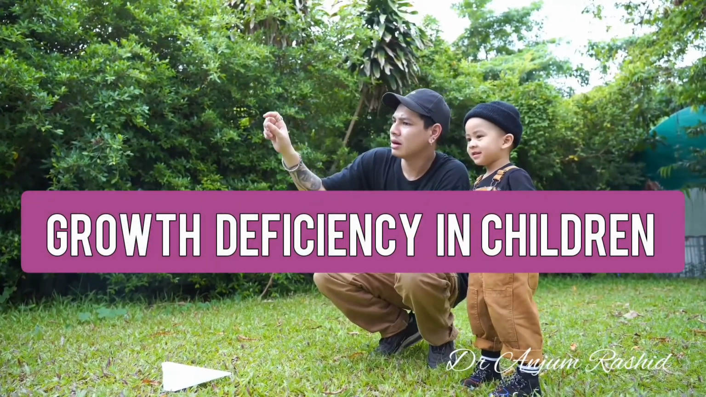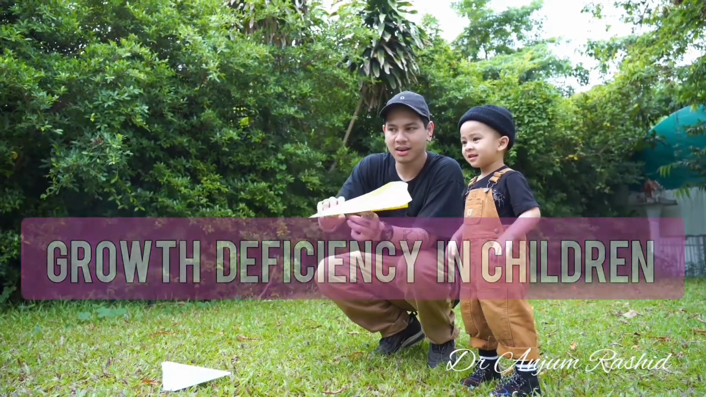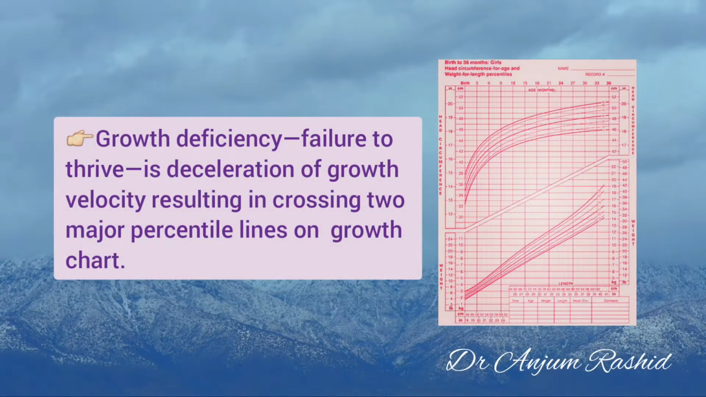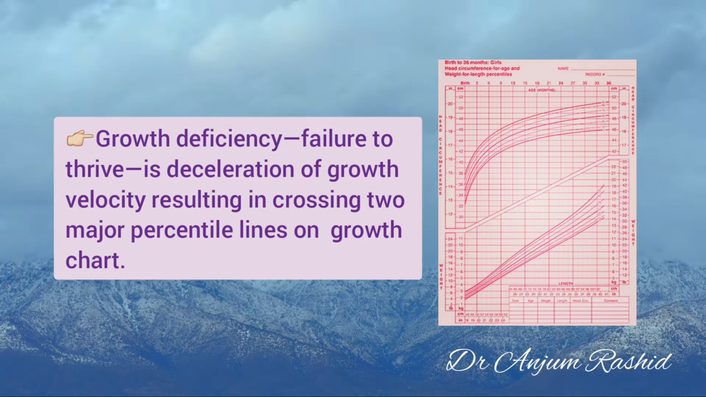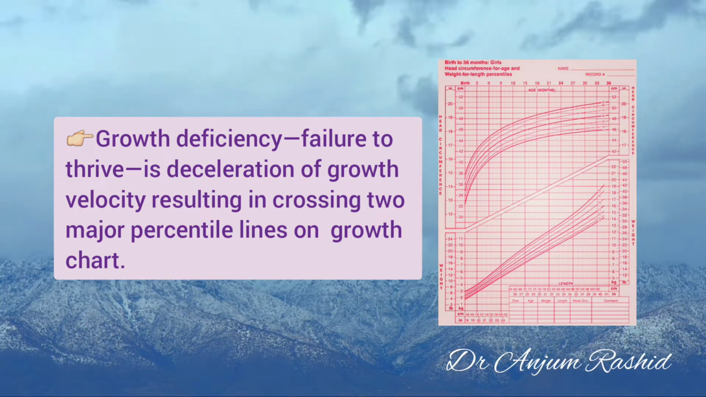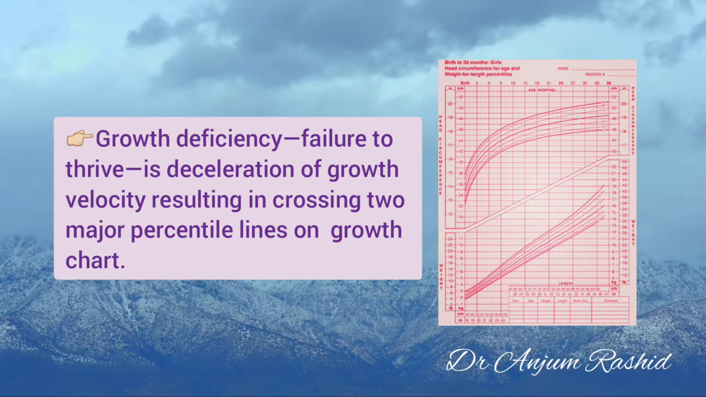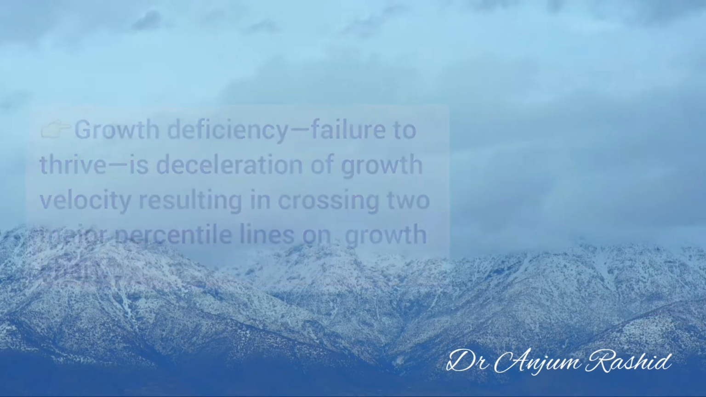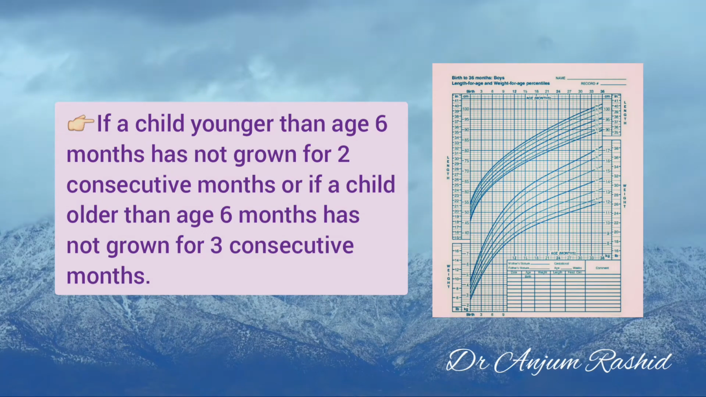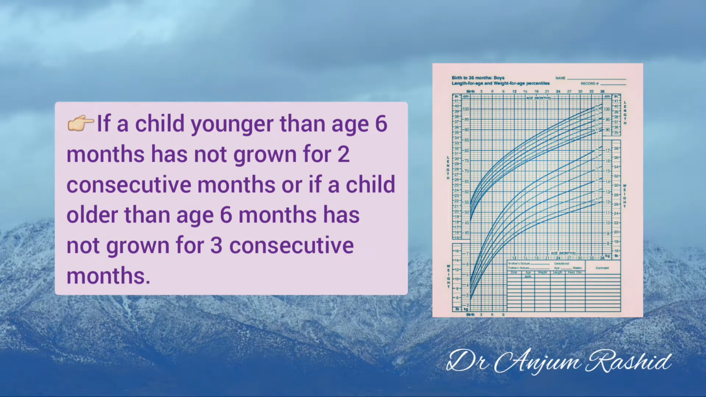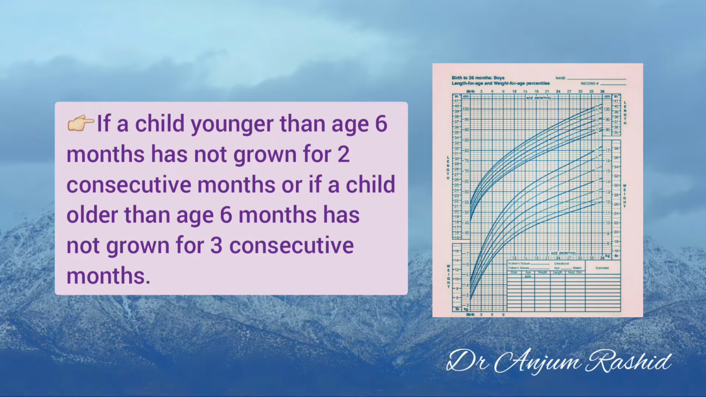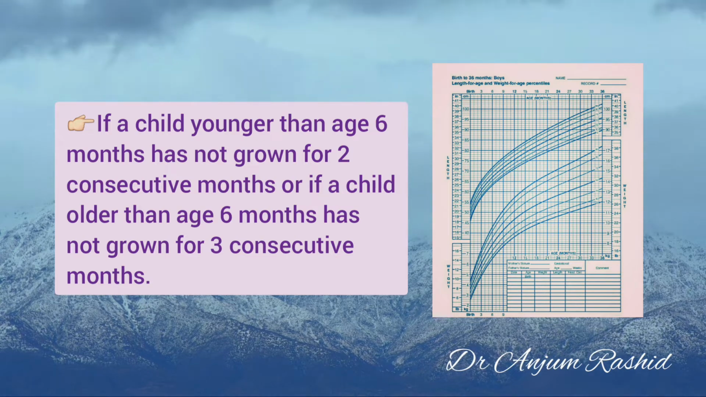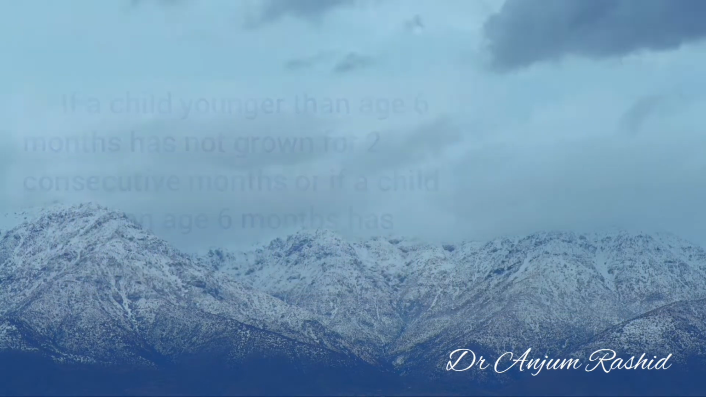This video is about growth deficiency in children. Growth deficiency, which is formally termed failure to thrive, is a deceleration of the growth velocity resulting in crossing two major percentile lines on the growth chart. The diagnosis is also made if a child younger than age 6 months has not grown for 2 consecutive months, or if a child older than age 6 months has not grown for 3 consecutive months.